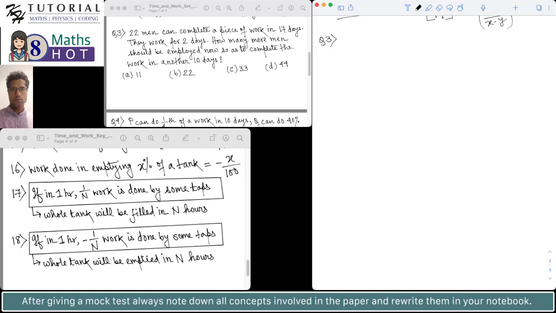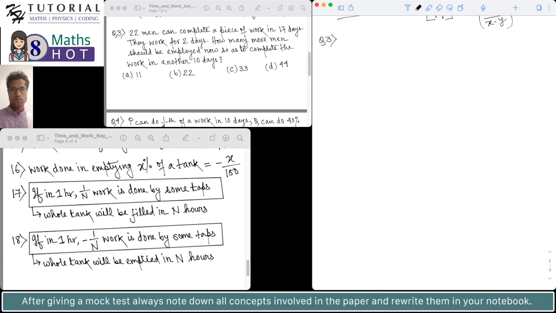Please note that in solving a problem, you can solve a problem using various concepts. Now, this problem could also be solved using the concept of ratio and proportion, but all these problems are from the chapter of time and work. So I will try to solve it using the concept of time and work. My concept is that I will find out what is the work done in 2 days by 22 men.